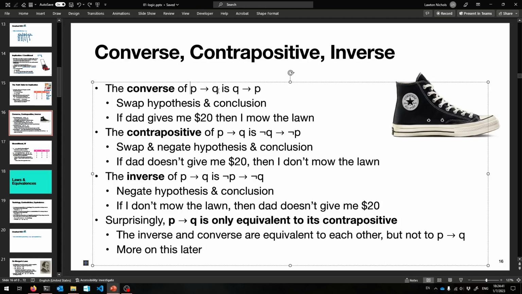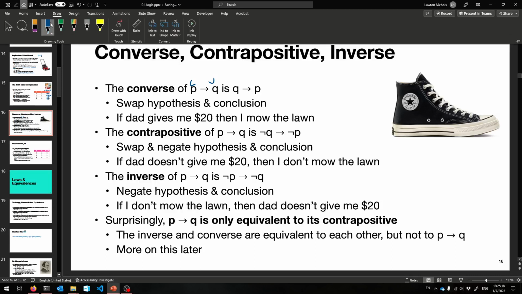So the converse of an implication. If you give me P implies Q and you ask for the converse of that, that's just you flip them. Q and P flip. The converse of P implies Q is Q implies P. You swap the hypothesis and the conclusion. That's all. So it's not the same. It's not equivalent, right? It's just a different idea. So the converse of the example from the previous slide was, all right, if dad gives me $20, then I mow the lawn. That really is a different idea, right? If you think about it long enough. So that's that. That's the converse.